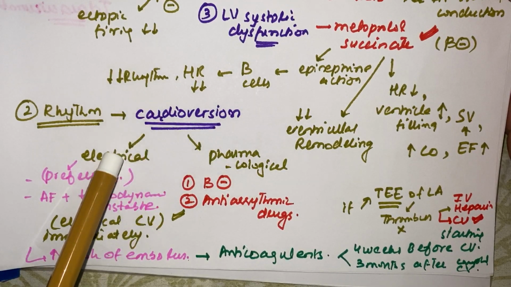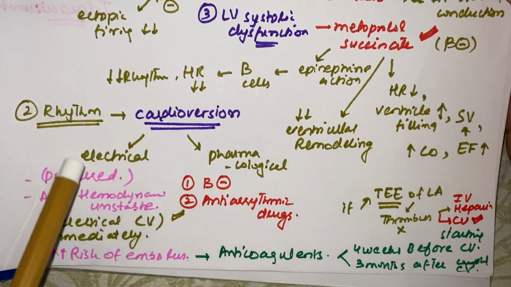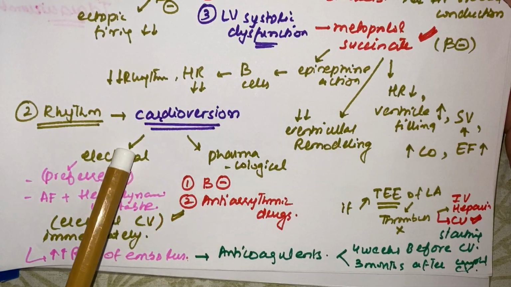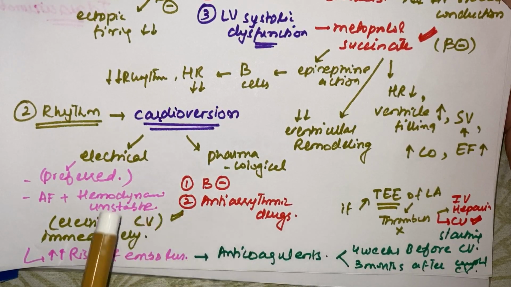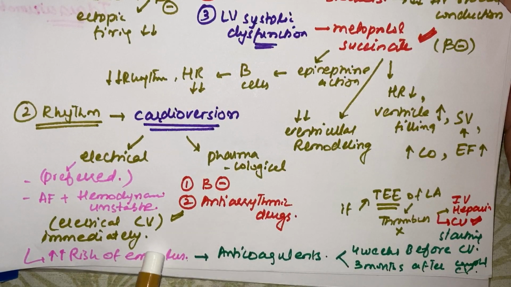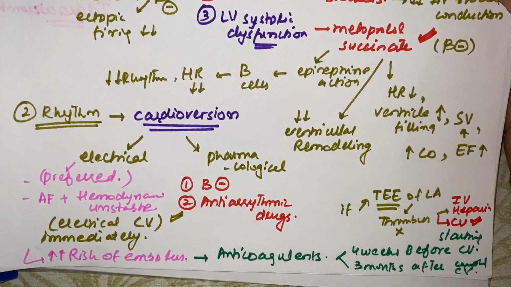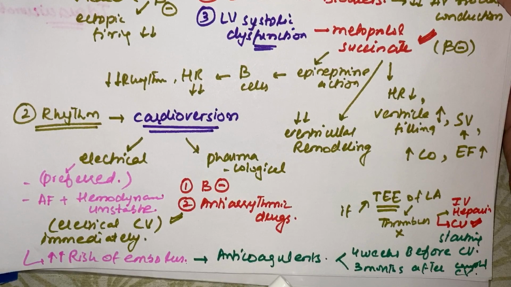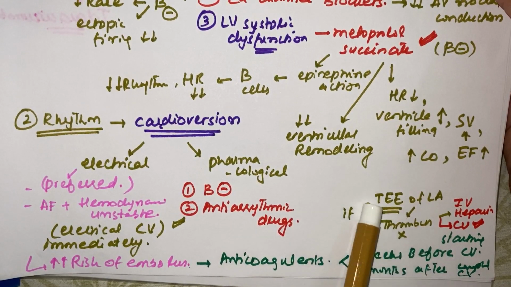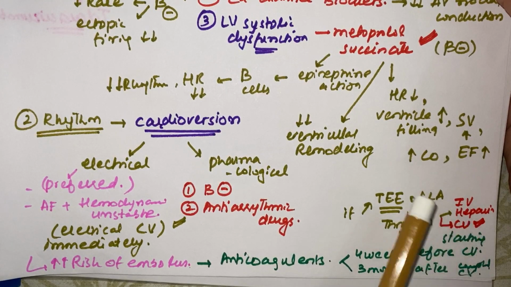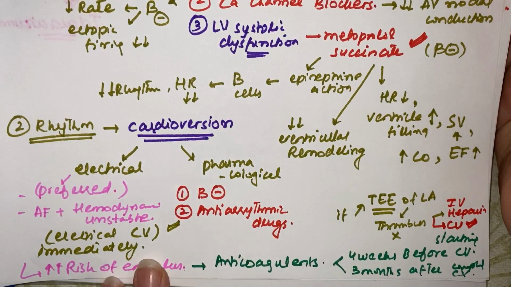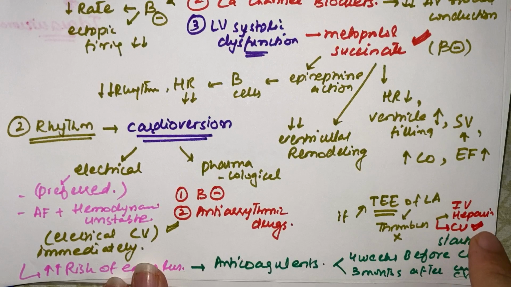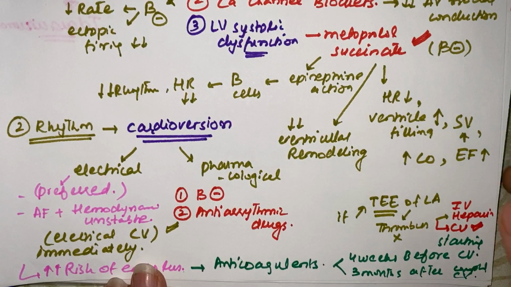cardioversion is done. There are two types of cardioversion, electrical and pharmacological. Electrical is preferred over pharmacological cardioversion, but electrical cardioversion increases the risk of embolus formation, so we give anticoagulants 4 weeks before starting the therapy and 3 months after complete cardioversion. Now if we can't wait for these 4 weeks of anticoagulants, we do a transesophageal echocardiogram of the left atrium and see if there is any thrombus formation within it. And if there is no thrombus, then we give IV heparin for 24 hours, and within 24 hours electrical cardioversion can be performed.